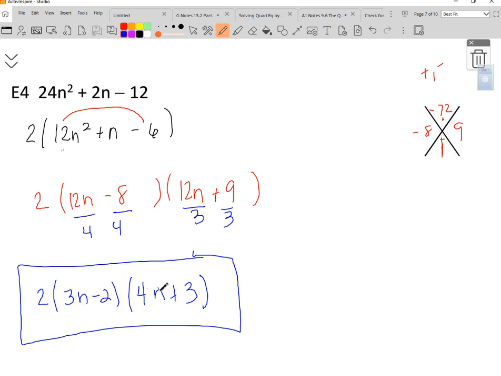That would be 3n times 4n, that would be 12n squared, times 2 would give us our first term. And we could multiply it all out and multiply by 2 and see that our expression here is equivalent to what we started with. Any questions on example 4?